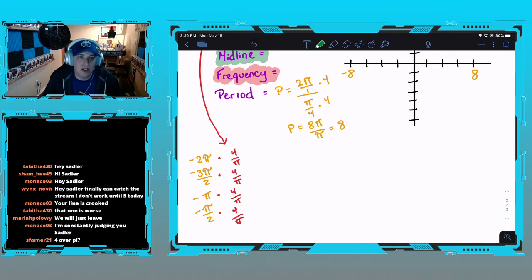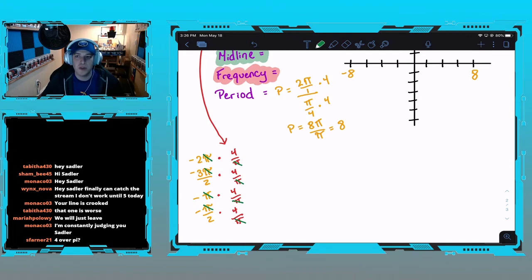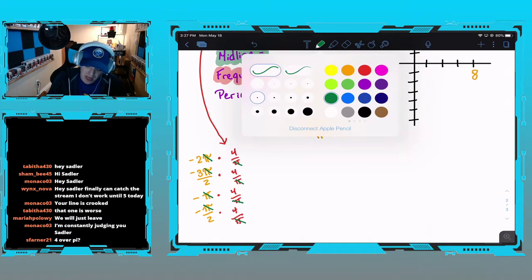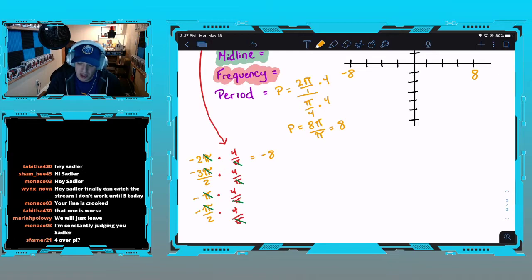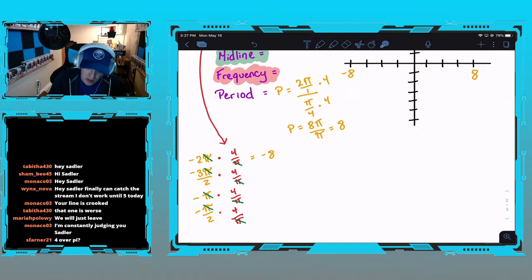What you guys can notice is, hey, you have pi's on all the tops and pi's on all the bottoms. So when you go to multiply this out, all of the pi's are going to cancel out. So we just have to multiply what's left over. The first one is going to be at -8. And again, we can check it. We knew that it was -8 because we already wrote that down up top, because the period was going from -8 to +8.